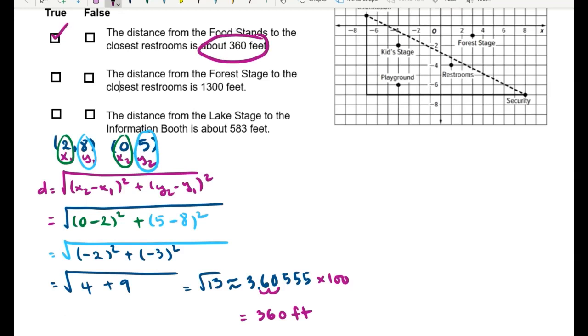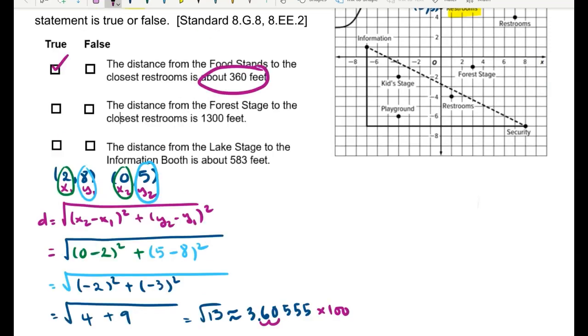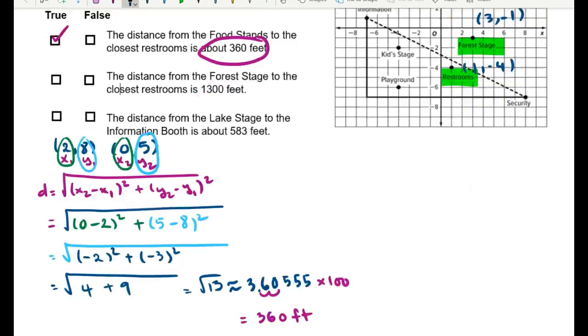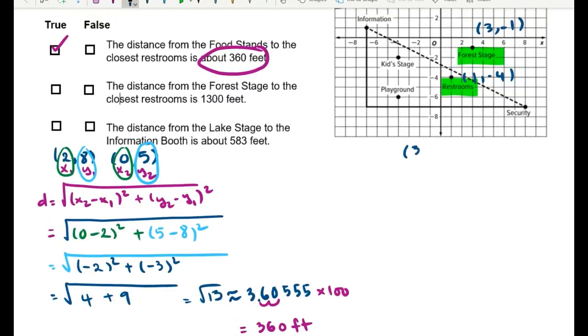We're going to do the same for the next question: the distance from the forest stage to the closest restroom. We're going to look on the map. Forest stage is this one, and the closest restroom is right here. The coordinate point for the forest stage is (3, -1), and the coordinate for the restroom is (1, -4). We will write on the side: (3, -1) and (1, -4).